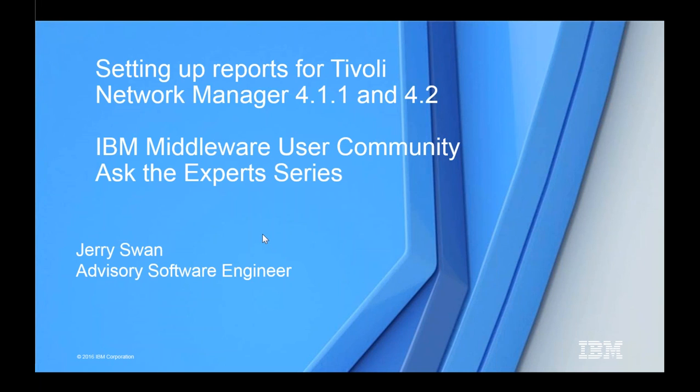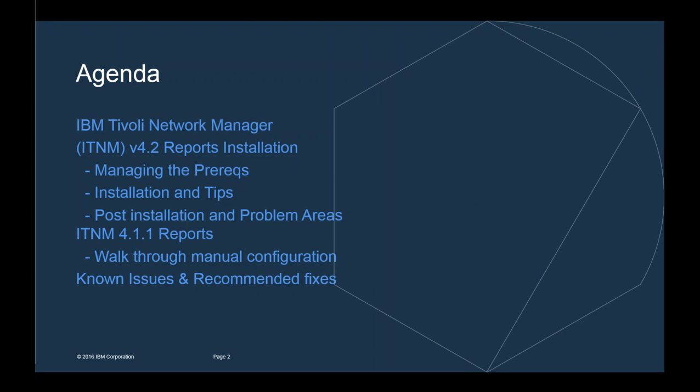We're going to be talking about installing reports on Tivoli Network Manager 4.1.1 and 4.2. We're going to be talking about managing prereqs for the 4.2 installation. We're going to go through an installation in some slide decks, and then we're going to talk about some post-installation problems that I've seen and some problem areas that you might run into after you get it installed.